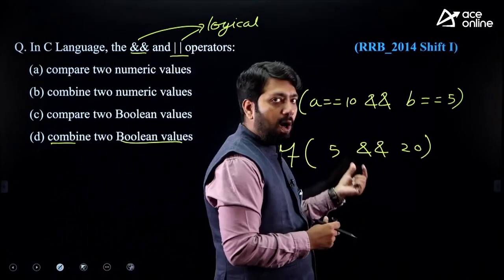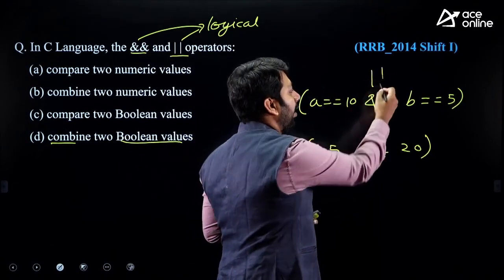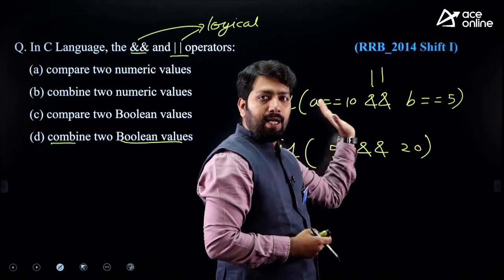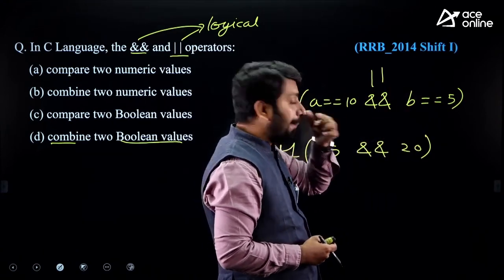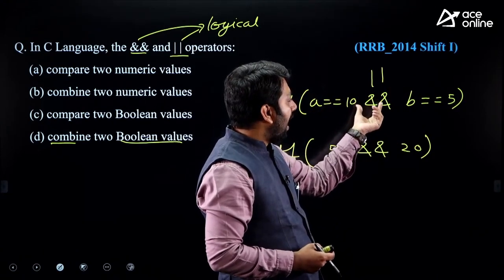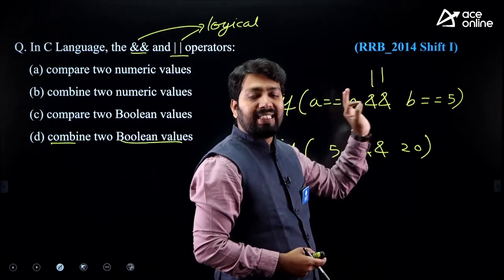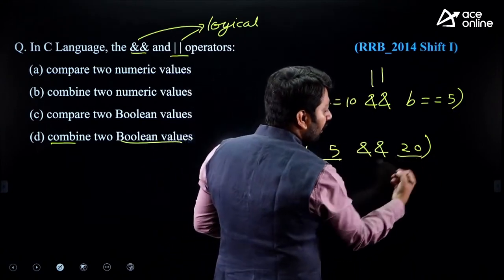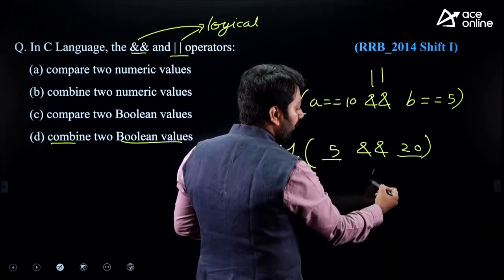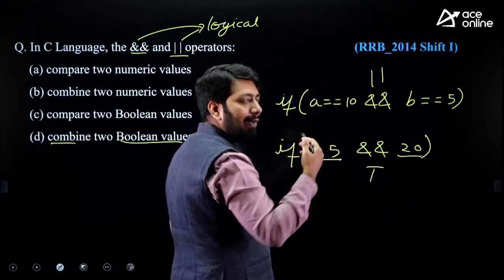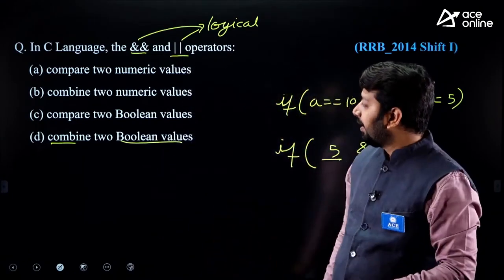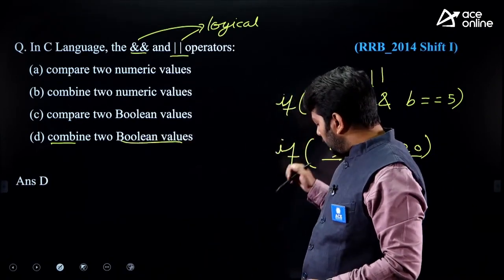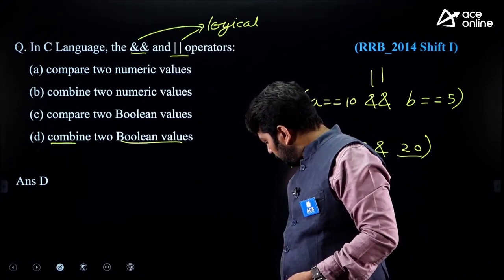Because with and or, you can use either, they just check if both the operands are true or false. So 5 is considered as true, 20 is also considered as true, so the answer is true. In that case, we don't know the values of A and B, so I cannot tell you right now. So the answer is D, combine two Boolean values. Is it okay?